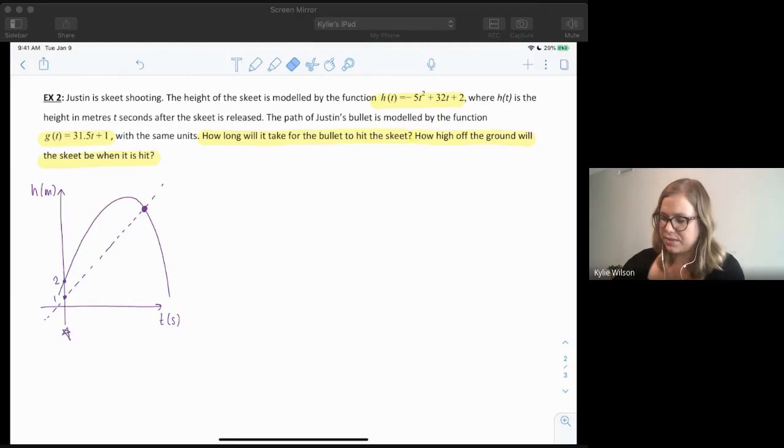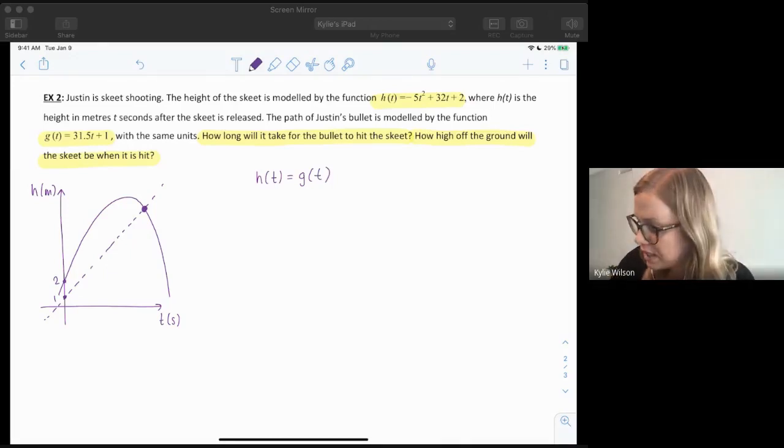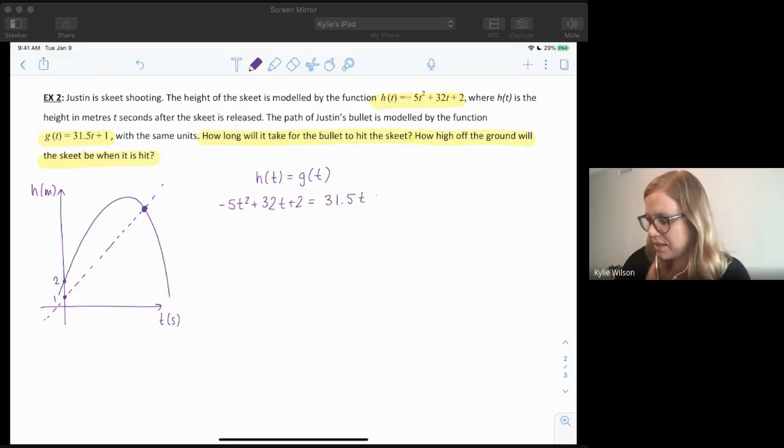So now let's try to figure out when the two things meet. So in order to do that, we're finding the point of intersection or where these two lines are the same. So let's set the equations equal to each other. So let's sub in our functions. So h(t) is -5t² + 32t + 2. And that is equal to 31.5t + 1, like that. And now we're going to make it equal to 0 because we have that t squared. So we need to solve it like a quadratic.